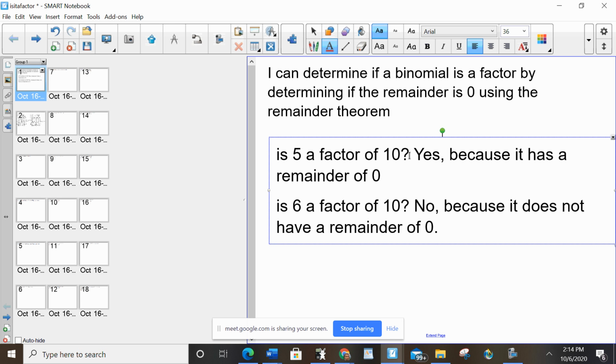That's kind of like middle school stuff, and at the high school level, it's going to be the exact same concept. What I need to know is the remainder. If the remainder is 0, then it's a factor. If the remainder is not 0, then it's not a factor. And how do I find the remainder? Well, we just learned in the last lesson, we use the remainder theorem. So I can determine if a binomial is a factor by determining if the remainder is 0 using the remainder theorem. Let's take a look at our first example.